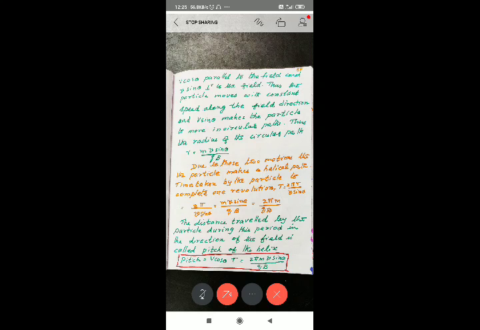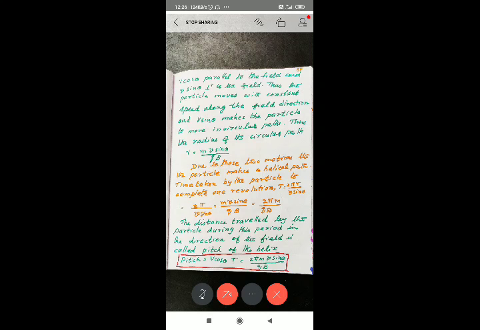Time taken by the particle to complete one revolution, the time period T, equals 2 pi r, the circumference of the circle, by velocity V sin theta. Then we substitute for r, which we have written above: 2 pi by V sin theta into mv sin theta by bq. And V sin theta cancels. We get 2 pi m by bq. Very important to remember that formula.